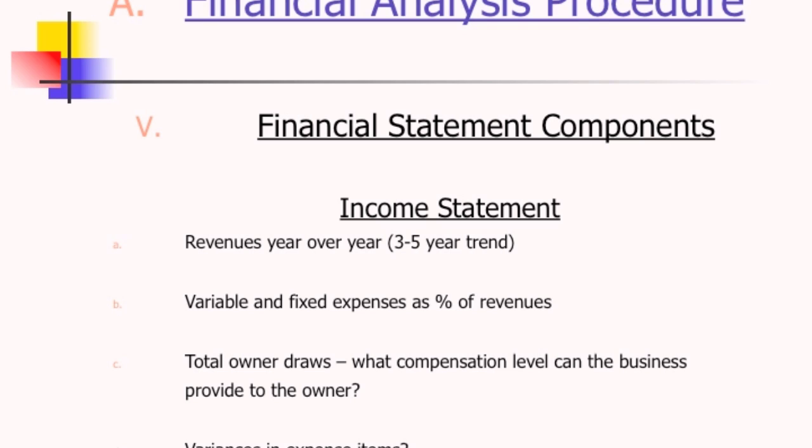In our other business growth model seminar, we talk about wanting to find a business that has a 20% profit margin before taxes. Well, a large way of getting that 20% level is watching your variable and fixed expenses. Total owner draws. What compensation do you need as the owner, or can the business provide? We want to make sure that the money we as business owners get out of the business is sufficient for our needs. We also want to look at any variances in expense items and be able to give a reason as to why there are these variances.